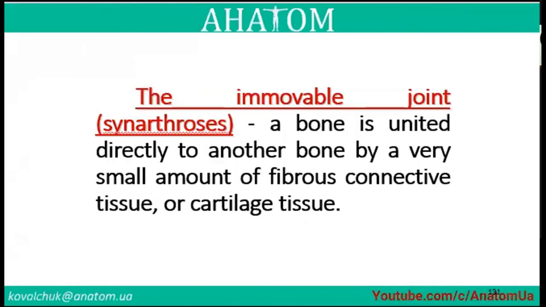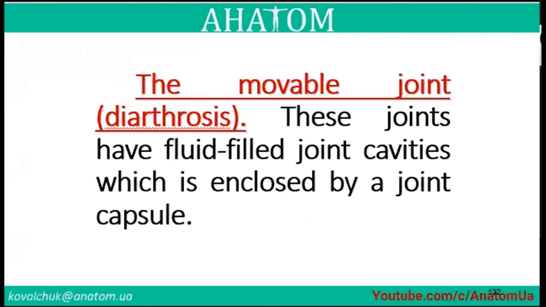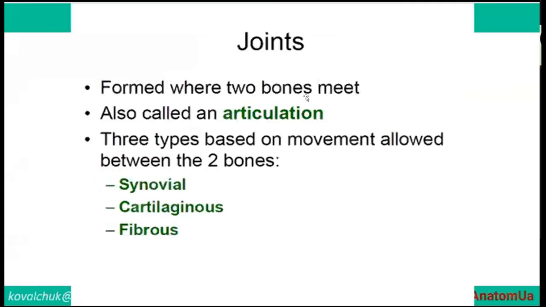First, synarthrosis: a bone is united directly to another bone by a very small amount of fibrous connective tissue or cartilage tissue. Diarthrosis: these joints have a fluid-filled joint cavity which is enclosed by a joint capsule. Joints form where two or more bones meet, also called an articulation. There are three types based on movement allowed between the bones: synovial, cartilaginous, and fibrous.